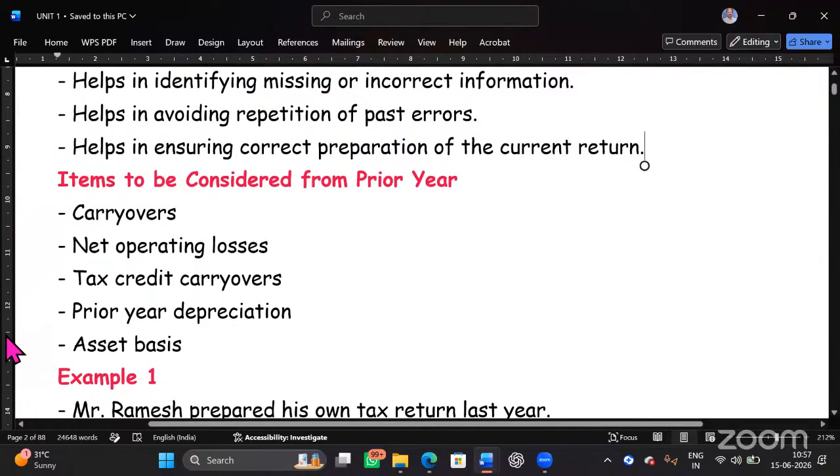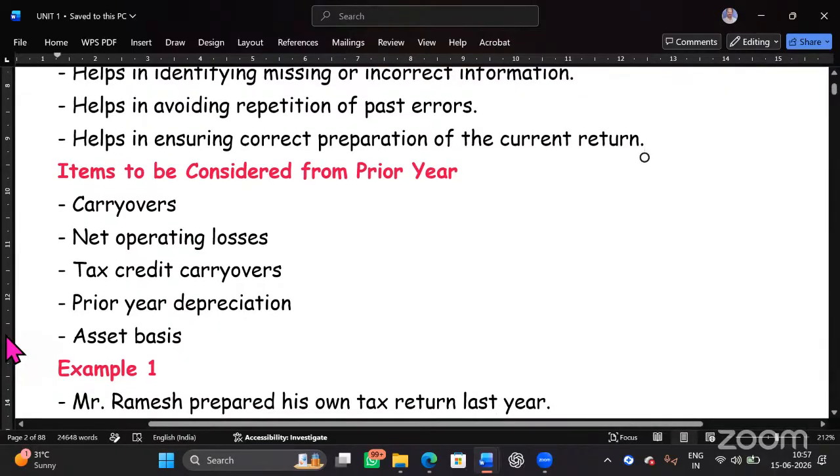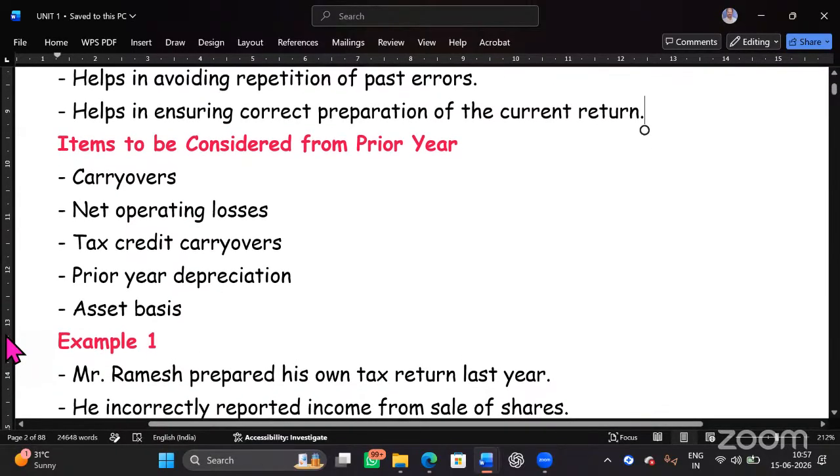What information belonging to the last year returns is to be verified? Here we have carryovers: net operating loss, tax credit carryovers, prior year depreciation, and asset basis. These are the important areas. What is this information? What is asset basis? What is prior year depreciation? I am asking you just to read these words.